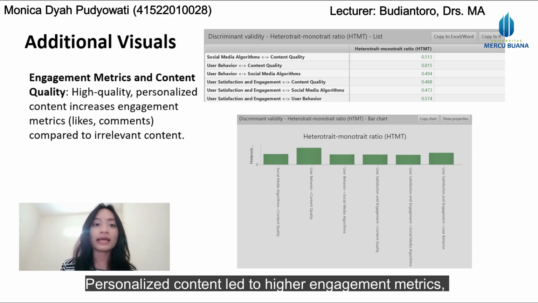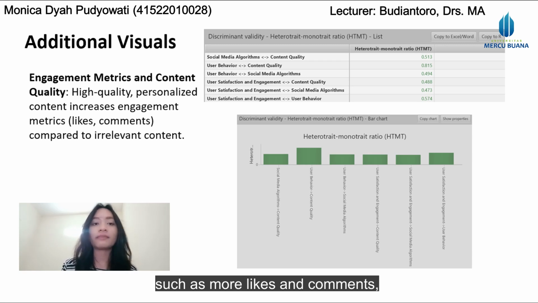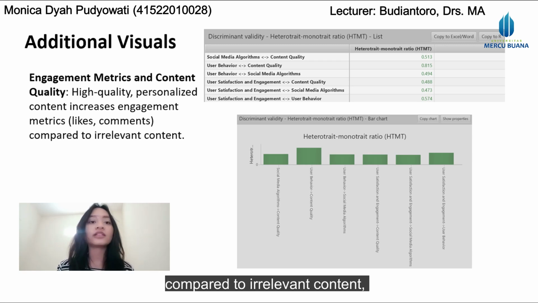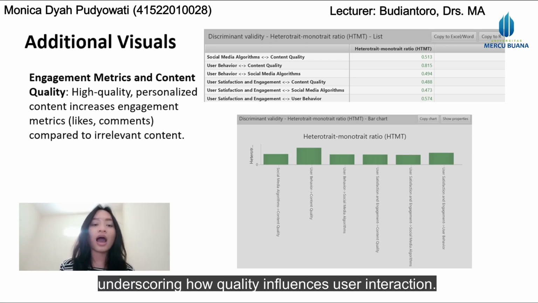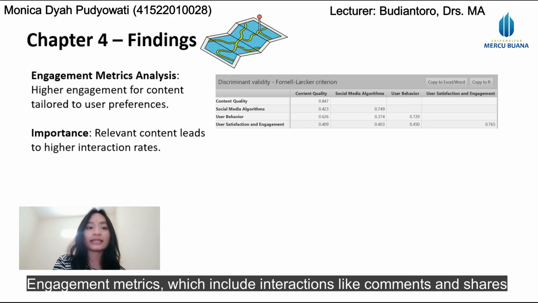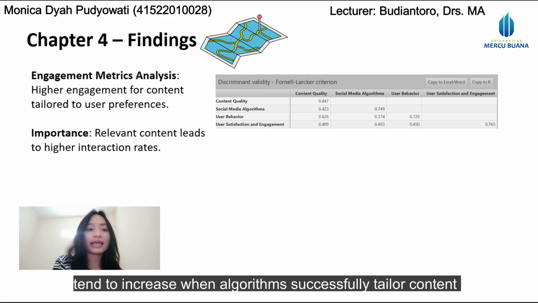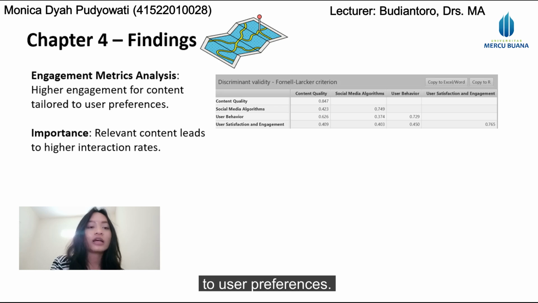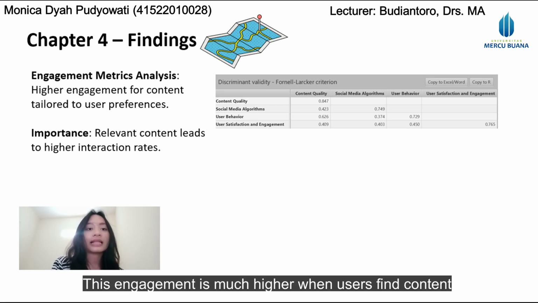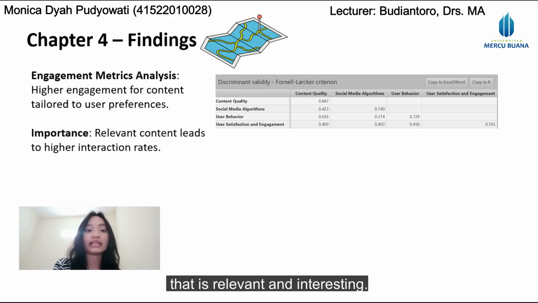Personalized content leads to higher engagement metrics, such as more likes and comments, compared to irrelevant content, underscoring how quality influences user interaction. Engagement metrics, which include interactions like comments and shares, tend to increase when algorithms successfully tailor content to user preferences. This engagement is much higher when users find content that is relevant and interesting.